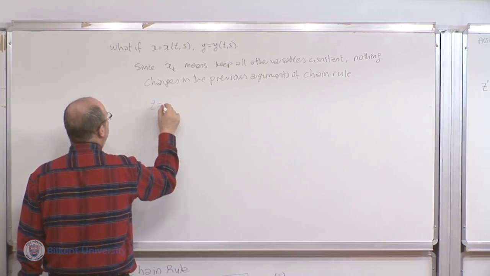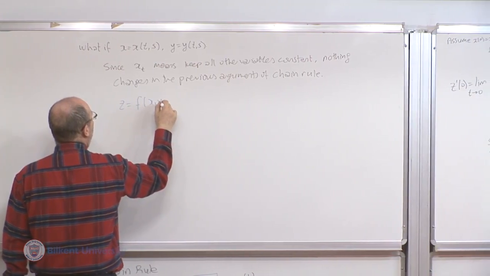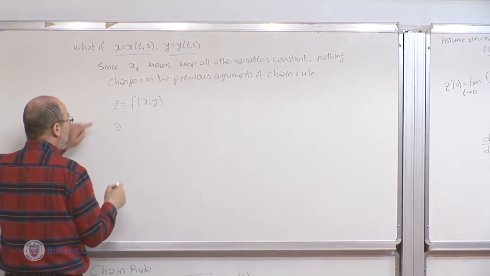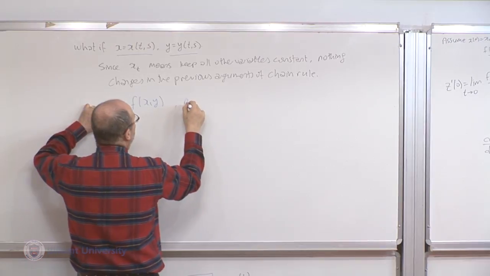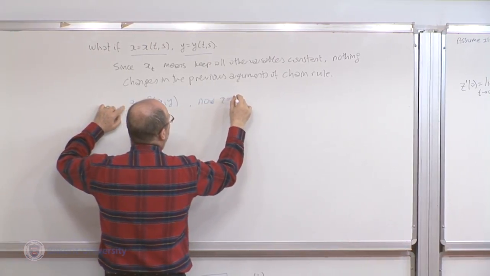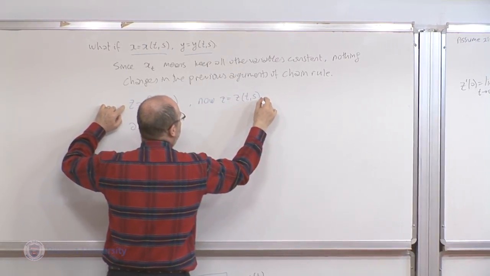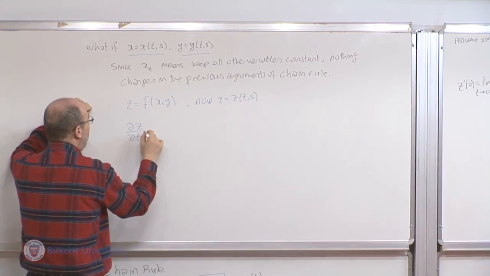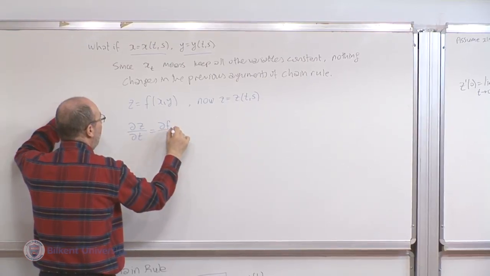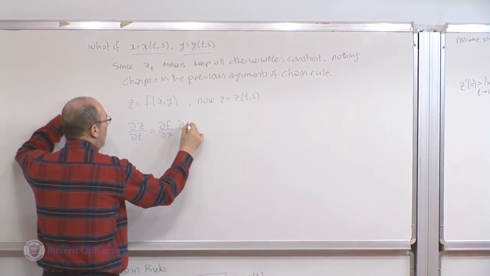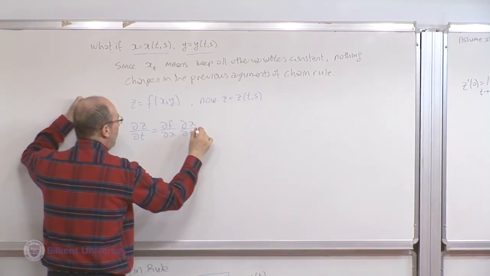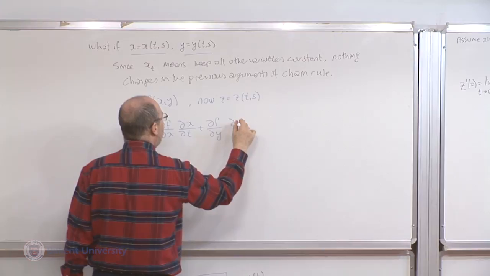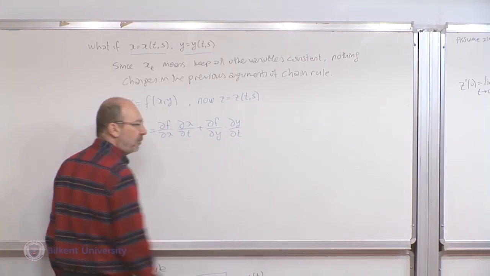So, z is equal to f of x, y, and I have these. Now z is a function of t and s. So the partial derivative of z with respect to t is equal to the partial derivative of f with respect to x times the partial derivative of x with respect to t, plus the partial derivative of f with respect to y times the partial derivative of y with respect to t.